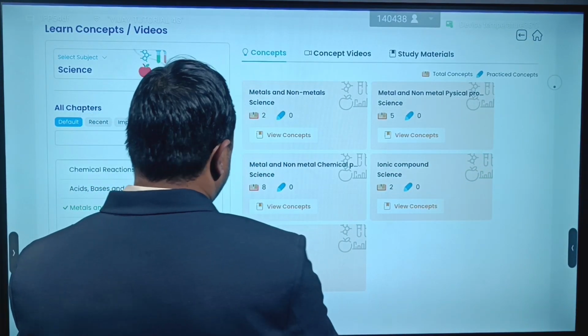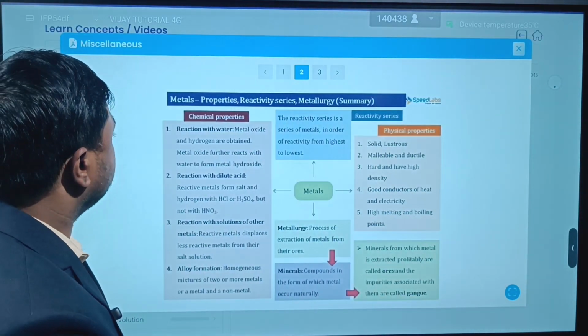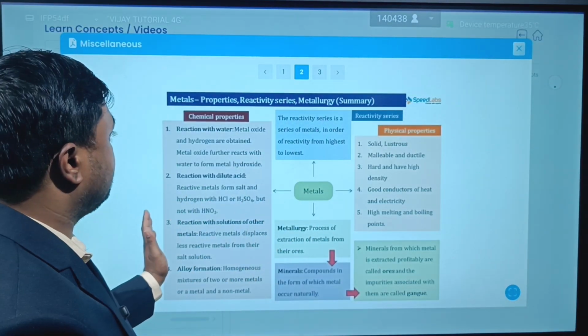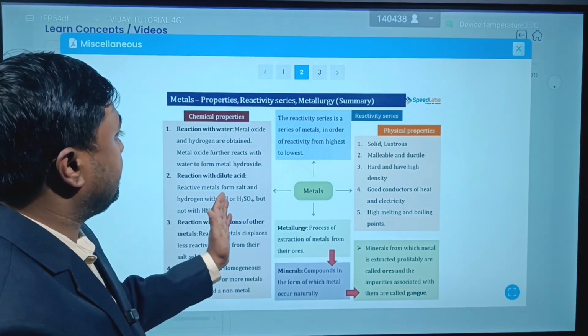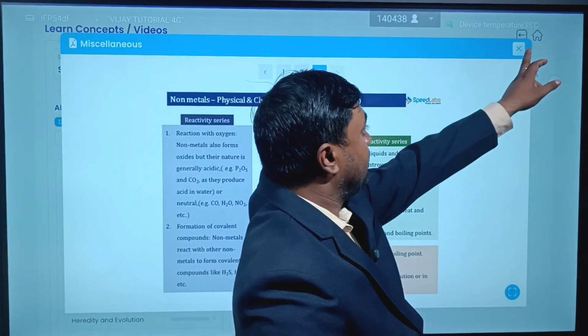Okay, some miscellaneous concepts are there. The activity series we just discussed. Properties of base metals, reactivity, and metallurgy we'll discuss in the next videos.